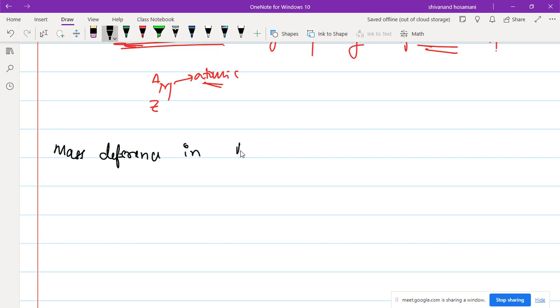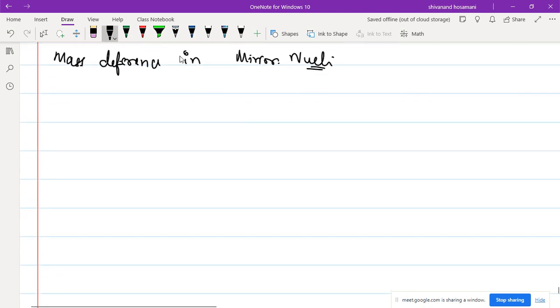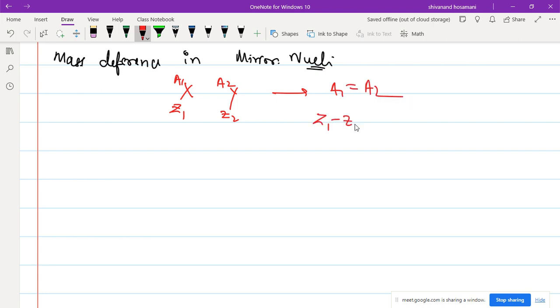So if you go for the mirror nuclei, if I consider this X with Z1 and A1, Y with Z2 and A2, what is the property of this? A1 will always be equal to A2, and Z1 minus Z2 is going to be plus or minus 1. Now if Z1 is greater than Z2, then Z1 minus Z2 is going to be plus 1.